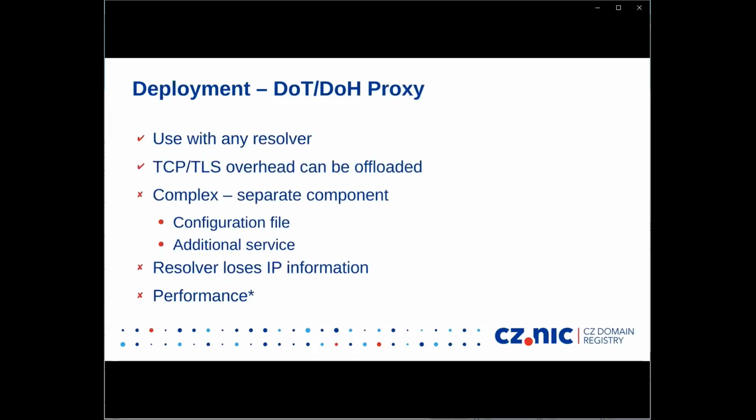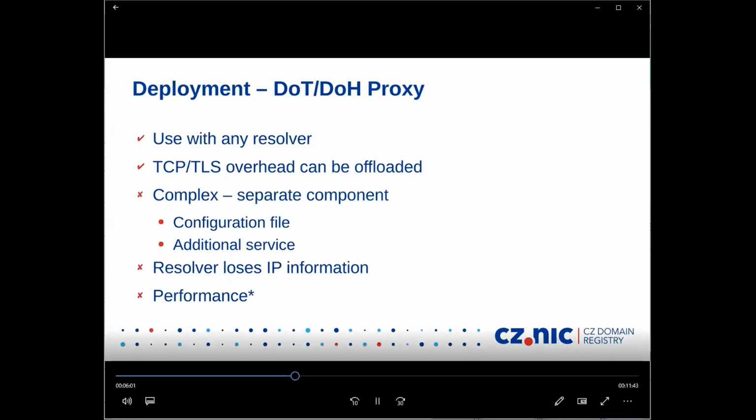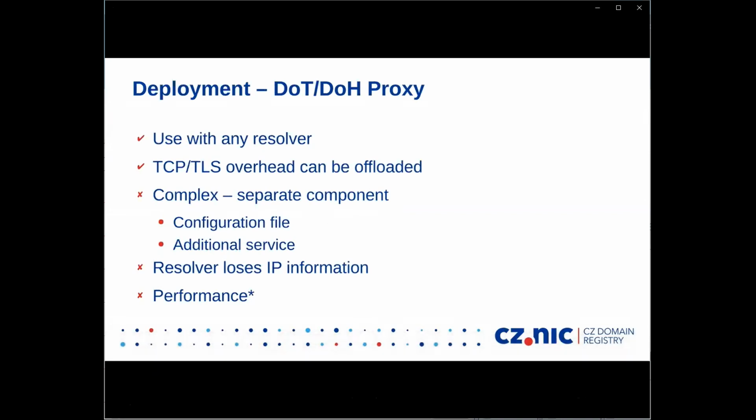So let's compare these two options. Let's say you want to use a proxy. Well, the good thing is that you can use it with any resolver implementation, older versions that don't necessarily have built-in support. And you can also offload the overhead of TCP and TLS. Establishing a TCP connection and the TLS handshake is really where most of the performance overhead comes from.